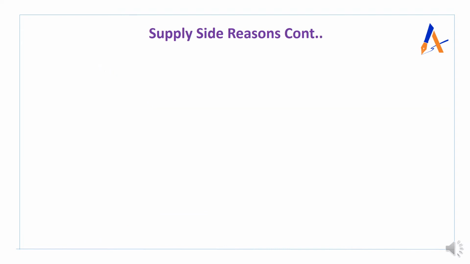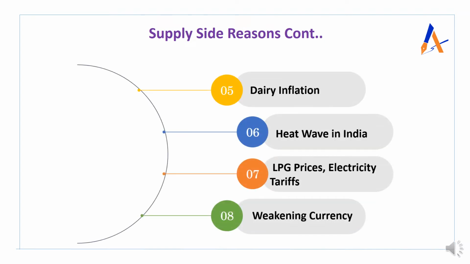So other supply side reasons are these. The fifth one being dairy inflation. If you analyze the FAO's dairy and meat prices index, you will find that because of the increased cost of feed ingredients, that is corn, barley, rye, oilseed cakes, it has led to inflation in the dairy field as well, because the feed ingredients itself are very costly.